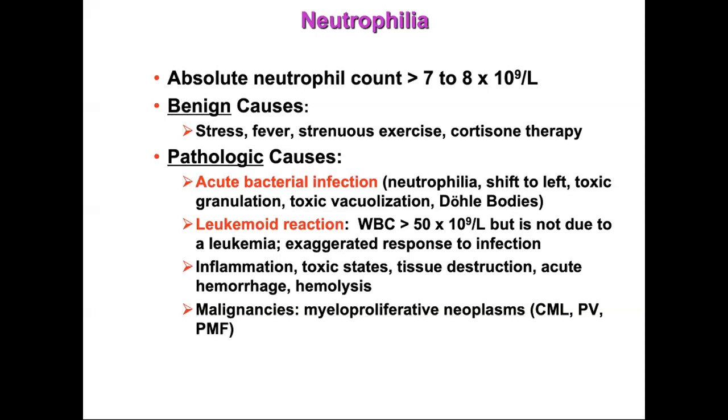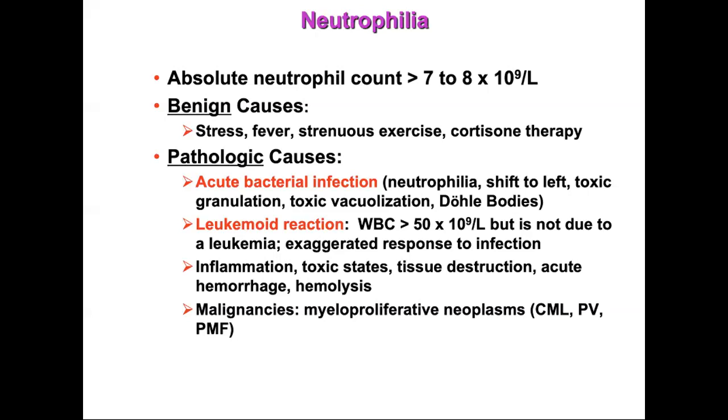Some pathologic causes, as we know, are acute bacterial infections. And this is where you would see neutrophilia plus a shift to the left. You would see toxic granulation, toxic vacuolization, and also dough bodies, right? There's another type of pathologic cause that pretty much resembles an acute bacterial infection with a shift to the left, and it's called a leukemoid reaction. And this is when the white blood cell count goes over 50,000, but it's not because of leukemia. It is really an exaggerated response to infection.